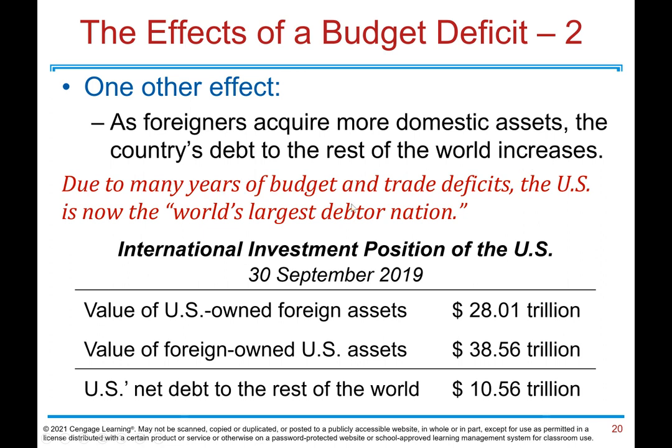Due to many years of budget and trade deficits, the US is now the world's largest debtor nation. International investment positions of the US as of September 30th, 2019. The value of US owned foreign assets is 28.01 trillion. The value of foreign owned US assets is 38.56 trillion. US net debt to the rest of the world is 10.56 trillion.